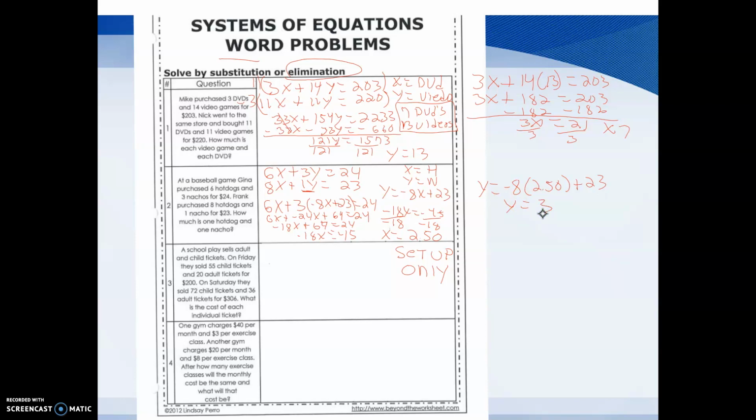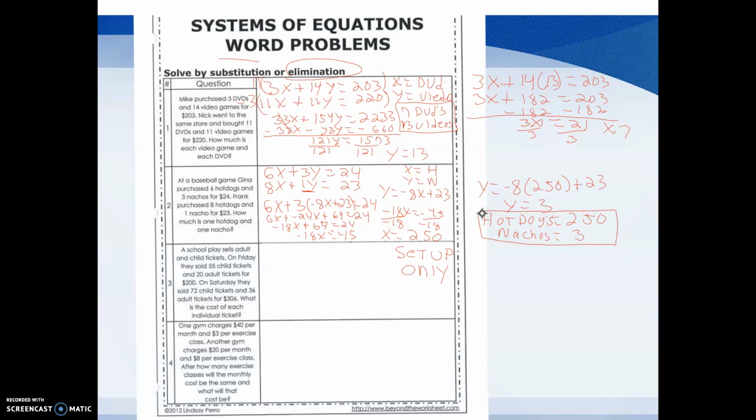So, hot dogs cost what? $2.50? Got to answer the question, right? And then nachos. I love nachos. All right, nachos. Okay, are going to equal $3. And we are done. Okay.